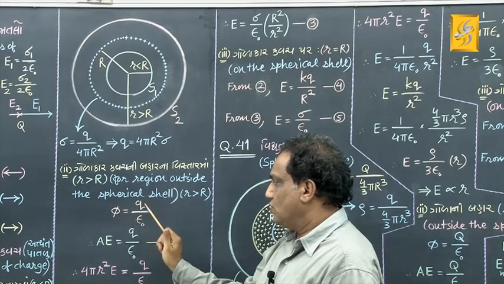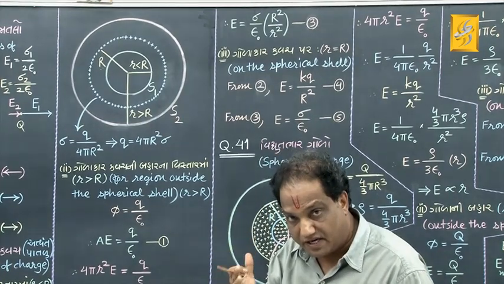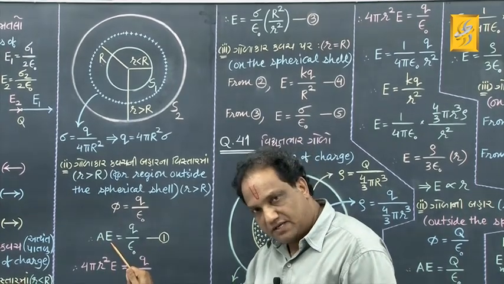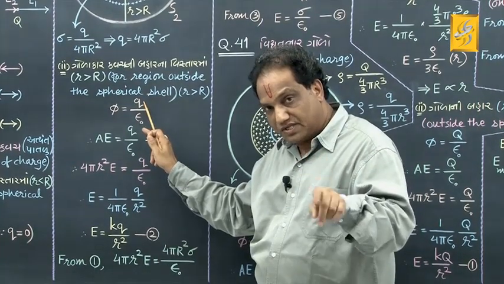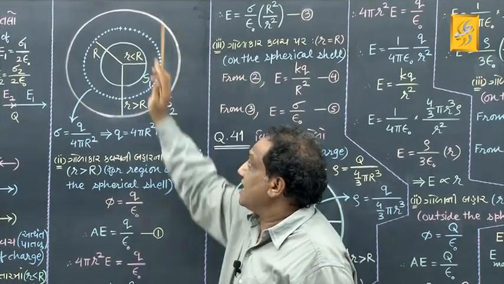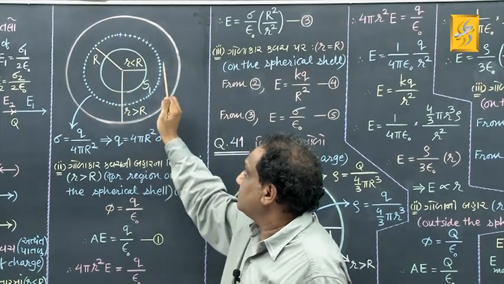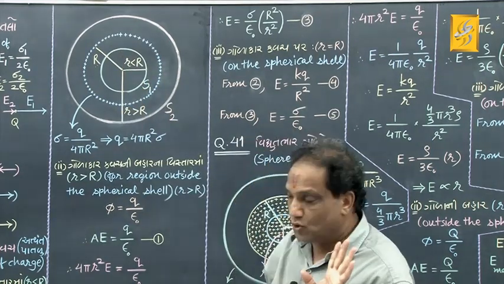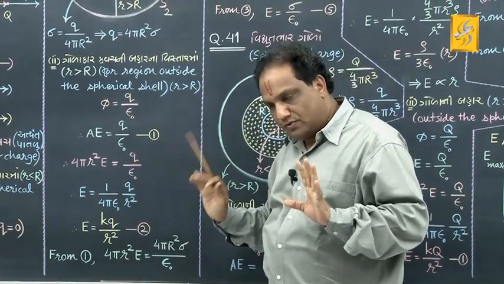Phi equals q upon epsilon 0. What is phi? Electric flux for a radial electric field is surface area into electric field. Now this is the charge enclosed by the considered Gaussian surface, which is this. The charge enclosed by it is the total charge contained in this spherical shell of charge. Let it be small q. So this is the charge enclosed, small q, divided by epsilon 0.